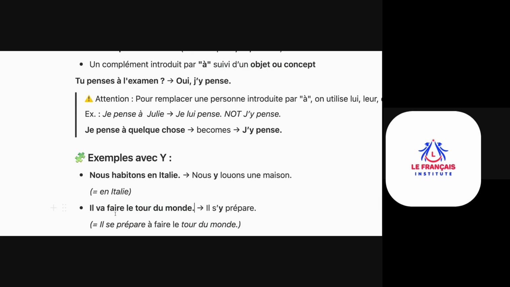So, il va faire le tour du monde. Il se prépare à faire le tour du monde. He is preparing himself to do the world tour. Any complement introduced by à, we can replace it using y. Il s'y prépare. He is preparing himself for it.